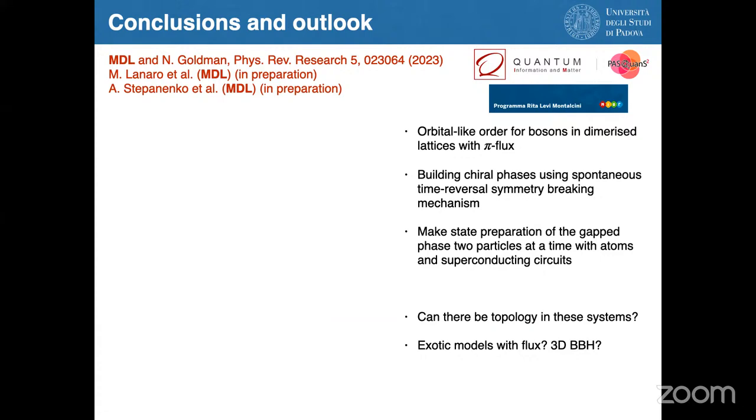I showed how to do orbital order by using this strategy of exploiting a plaquette to mimic a p-band, or a set of p orbitals. I showed that this allows us to build a chiral Mott insulating phase, or strongly correlated phase, and you could use single-site control to prepare them.